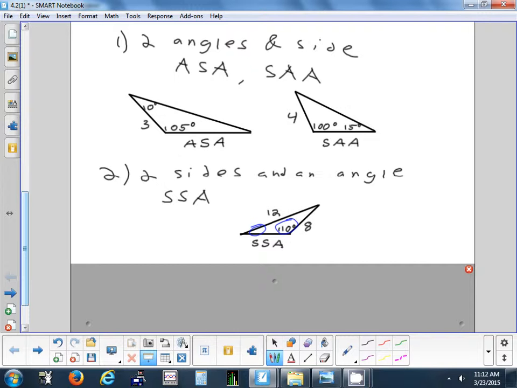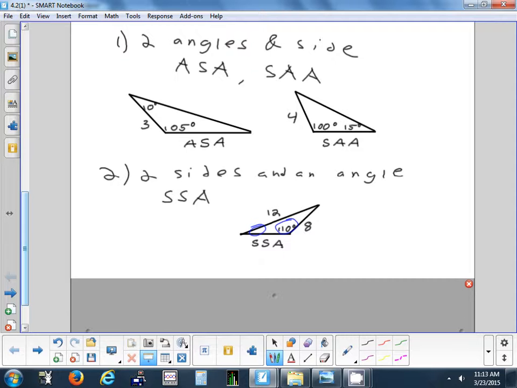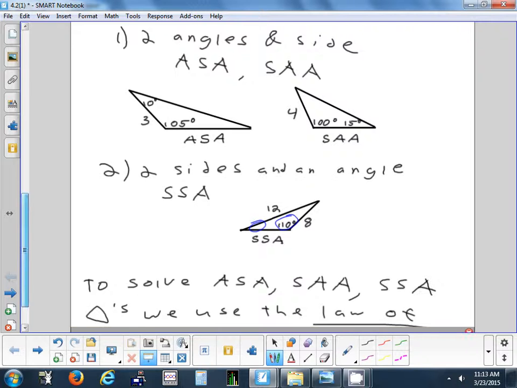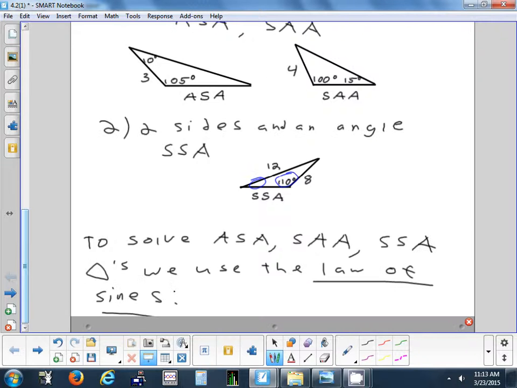Okay, any question on that? So you might have seen some of these letters before in geometry when you did proofs, but we're not doing proofs. We're just using these letters to explain the kind of problem you have. And that's going to tell you, is it law of sines? It's one of those. Or is it law of cosines? Which I'll tell you about those tomorrow, Wednesday. So to solve these, we're going to use law of sines.